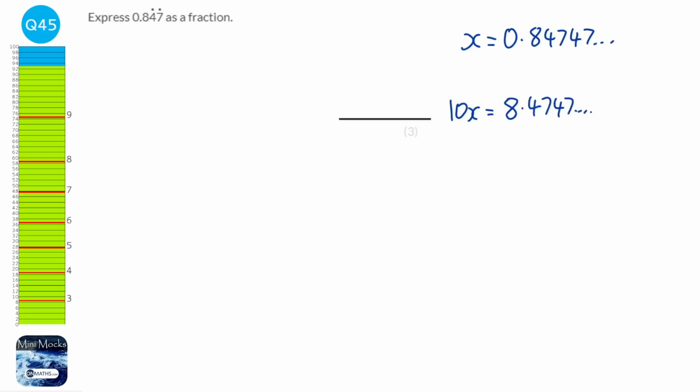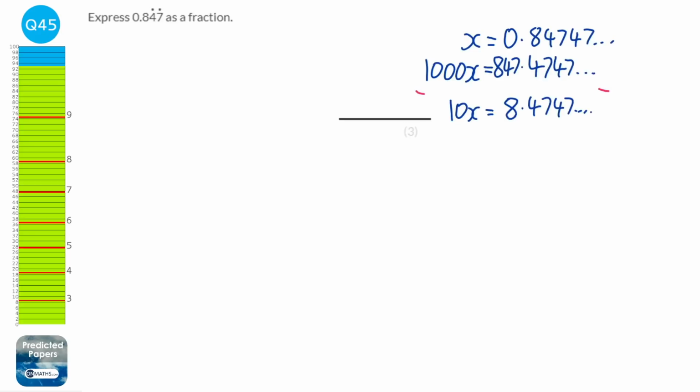What I want to do now is bring forward one of the occurrences of the recurring pattern, so the 4 and the 7, just one of them. So we're going to times it by 1,000. We'll find out 1,000x, and so it would be 847.4747, etc., etc.